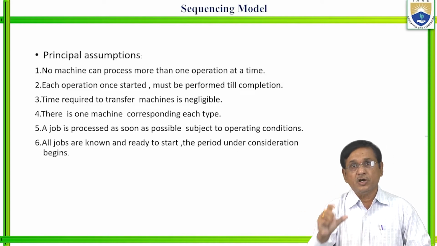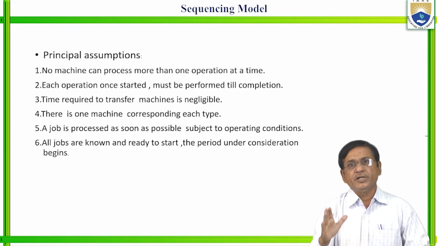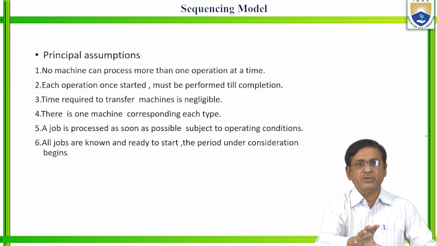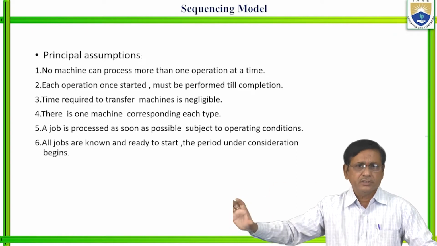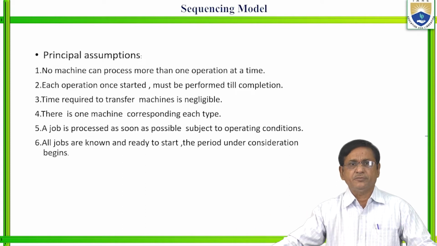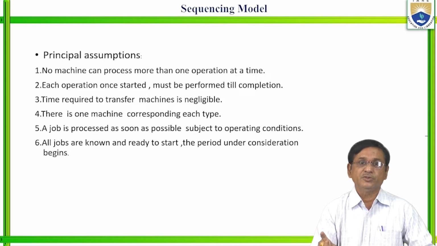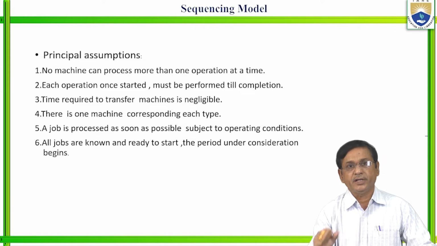The next assumption is that there is one machine corresponding to each type. Suppose the lathe machine is one machine, the milling machine is another, drilling is another, and the shaping machine is the next one. Like that, we have different types of machines, but the condition is that there must be only one machine corresponding to each type. Then a job is processed as soon as the operating conditions or requirement conditions are met.